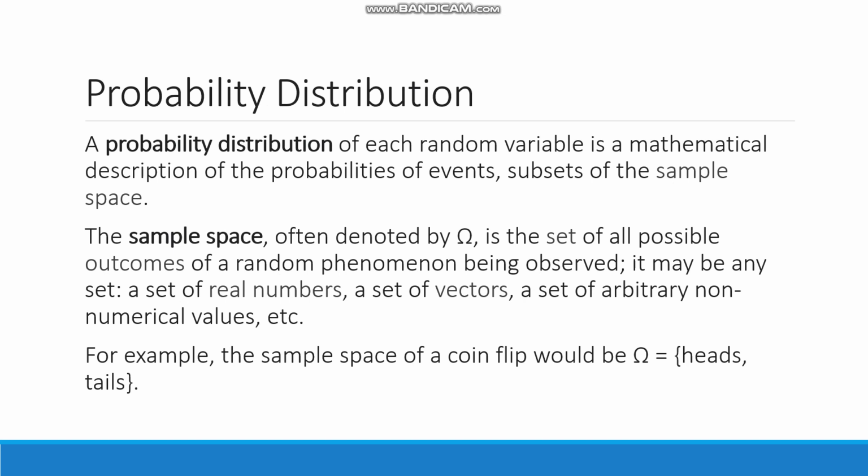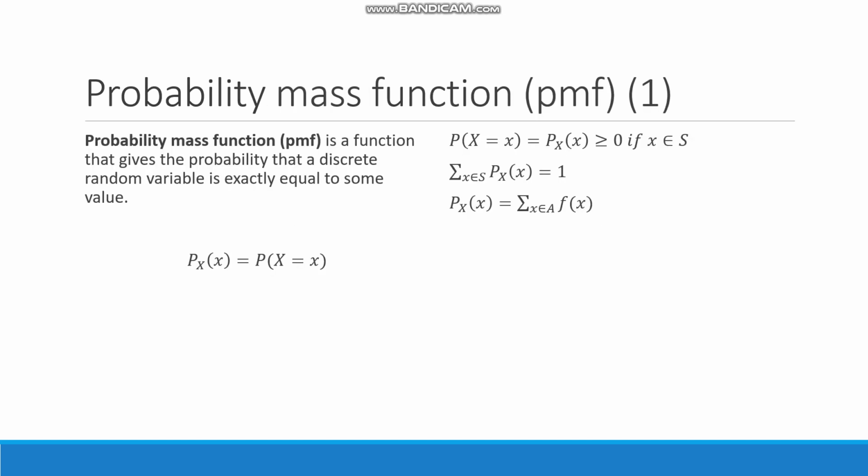A probability distribution of each random variable defined within a sample space S is a mathematical description of the probabilities of events, subsets of the sample space. The sample space is the set of all possible outcomes of a random phenomenon being observed. It may be any set: a set of real numbers, a set of vectors, a set of arbitrary non-numerical values, etc. For example, the sample space of a coin flip would be heads and tails.